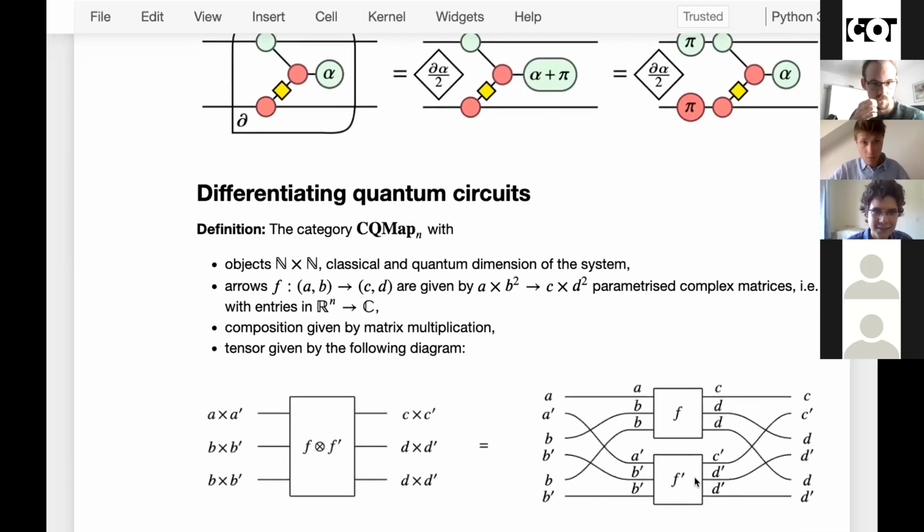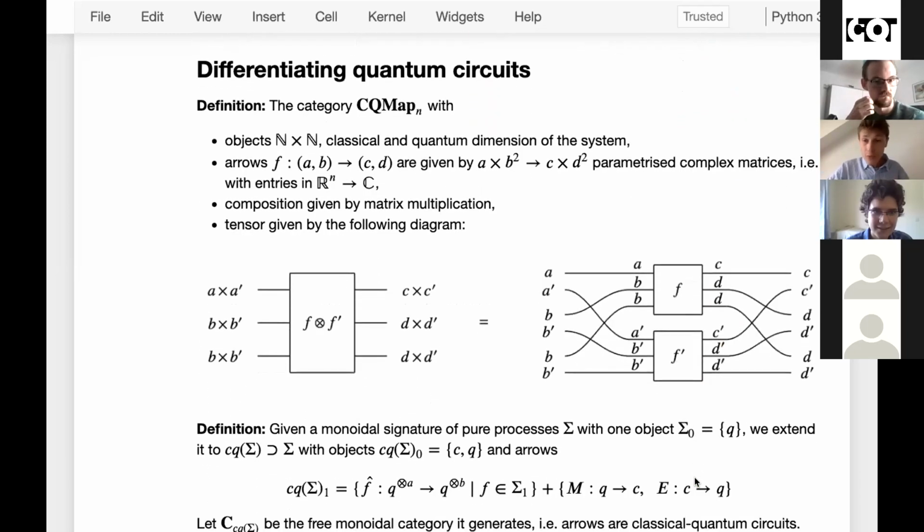So now, if we want to differentiate quantum circuits, well, we'll need not only linear maps, but density matrices and operators. So essentially here, I'm defining the category that we've implemented in Python. I'll show a demo of it in a minute. So we define this category with objects, pairs of natural numbers. So one for the classical and the other for the quantum dimension of our system. The arrows from one pair to another are going to be given by matrices, parameterized complex matrices.